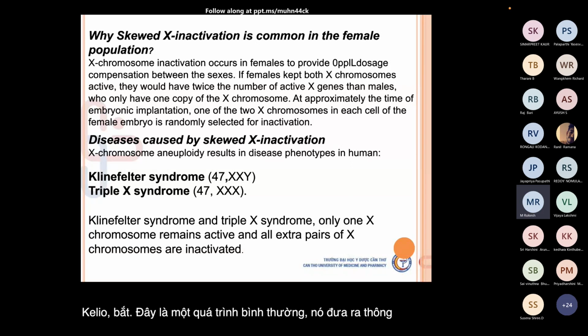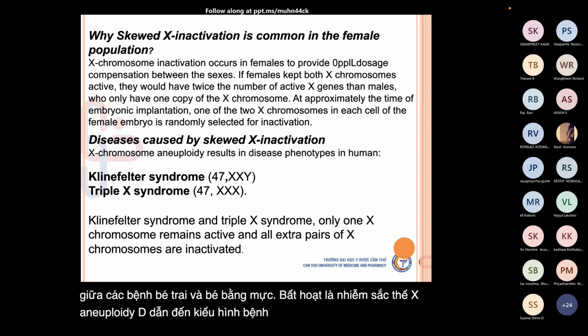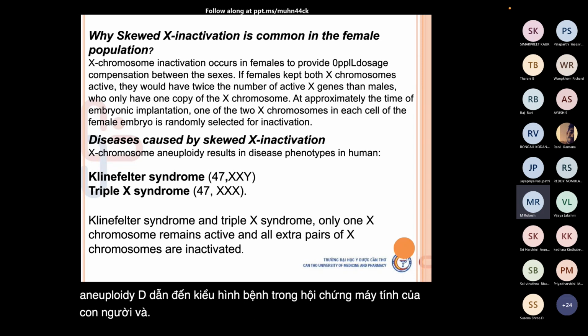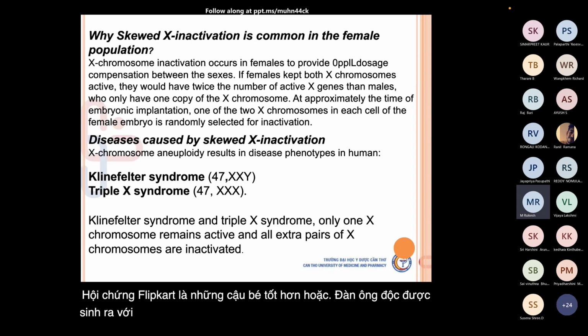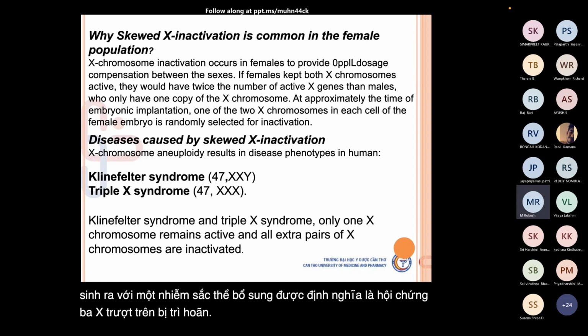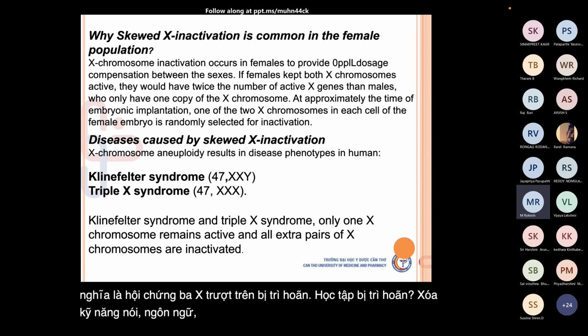Diseases caused by X inactivation: X chromosome aneuploidy results in disease phenotypes in humans. Klinefelter syndrome is where boys and men are born with an extra X chromosome. That is defined on the slide. Triple X syndrome: delayed learning, delayed speech, language and motor skills, learning disabilities, reading and understanding difficulties.